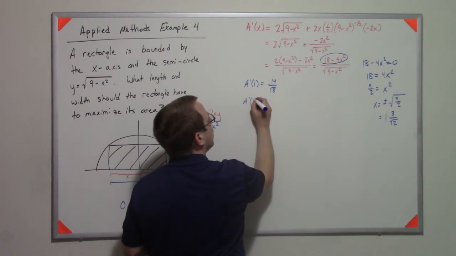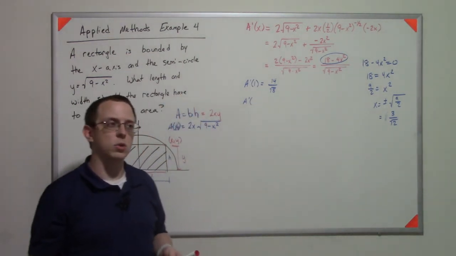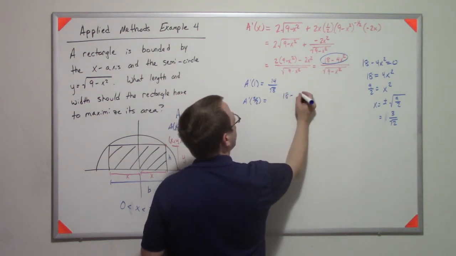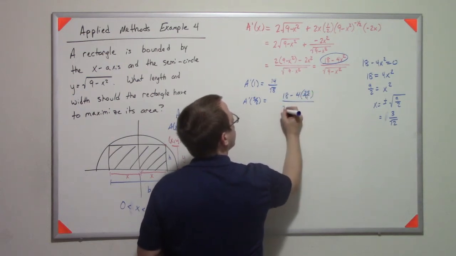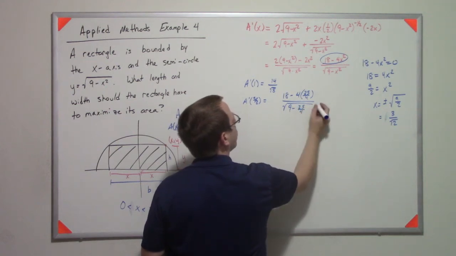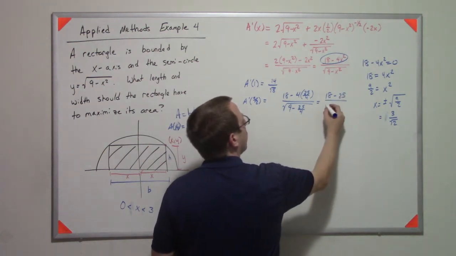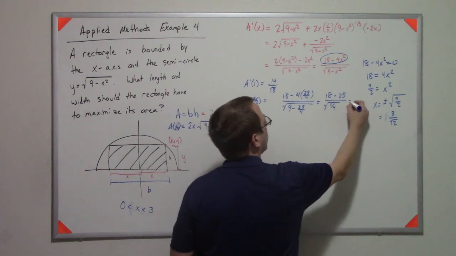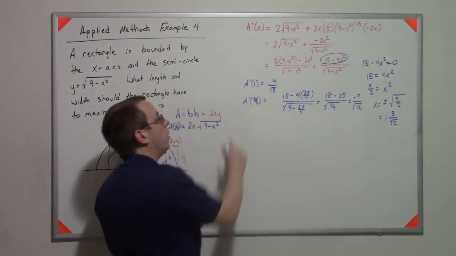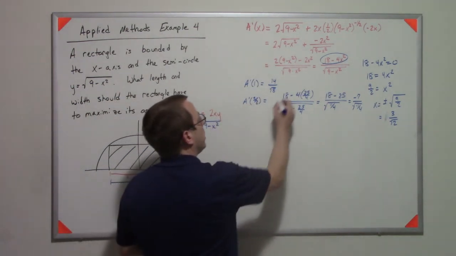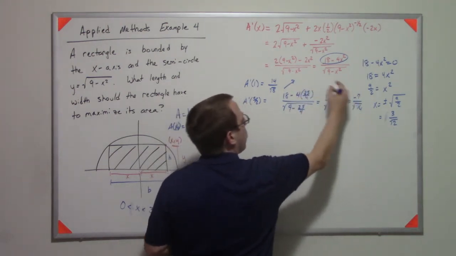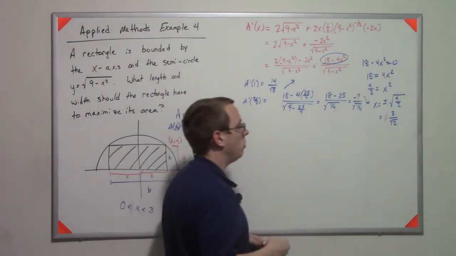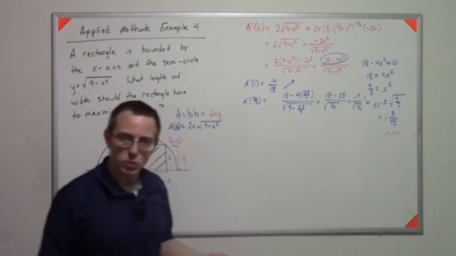If I plug in, let's not say 3 because that's a little too far. Let's say like 2.5, so 5 halves. I get 18 minus 25 over 4, over the square root of 9 minus 25 over 4, which is 18 minus 25 over, let's see, that's 36, so the square root of 11 over 4 is negative 7. So it's positive and then it's negative. So that tells me it's increasing up until this point, and then it's decreasing after the point. So if it increases up to the point and decreases after the point, that tells me that this value is a maximum, which is good. That's what we're looking for.